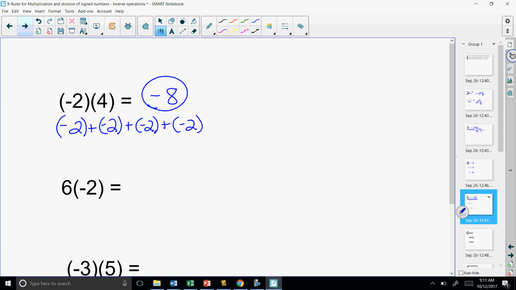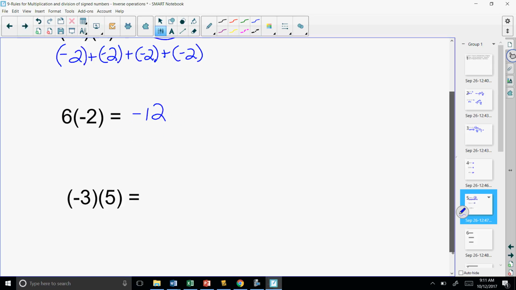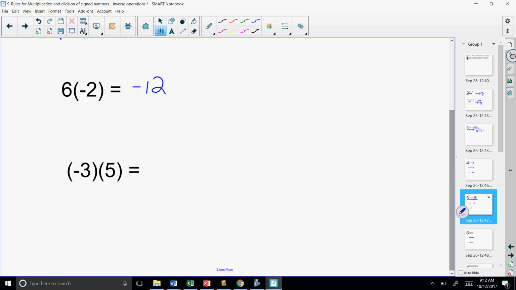What about 6 times -2? -12. It's the same thing. I could say -2 plus -2 plus -2, and I do it 6 times now. What about the bottom one, which is -3 times 5? What's your answer? -15. Because all I'm doing is adding -3 5 times. And we know how to add negative numbers now because we did the whole card thing.